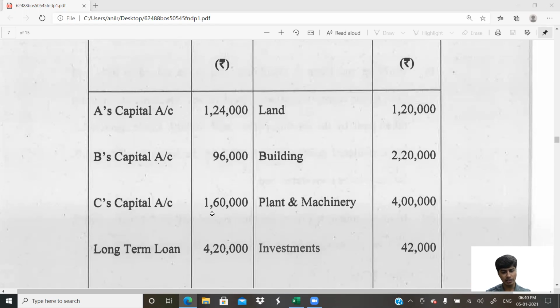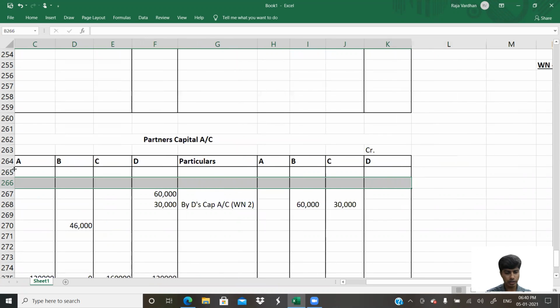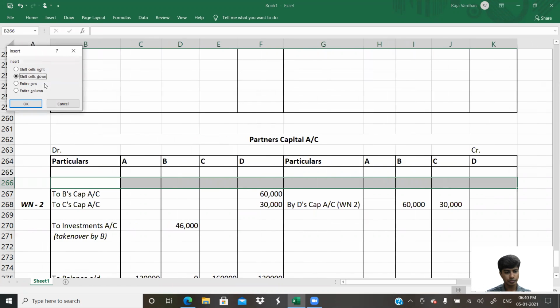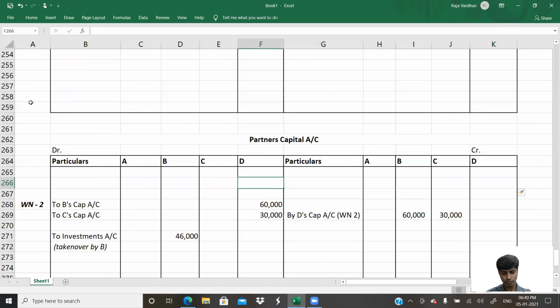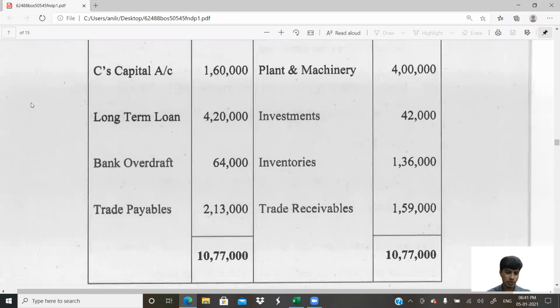What are the capitals? 1,24,000, 96,000 and 1,60,000. So I would insert another column to make it look perfect. By balance brought down, how much is it? A, 1,24,000. B, 96,000. C, 1,60,000. So A's capital is 1,24,000, B's capital is 96,000, C's capital is 1,60,000. How about D? D was not at all a partner. He wouldn't have any opening capital that way. He only brings in capital later. And long-term loan is there. We don't know whose loan that is, and that's it.